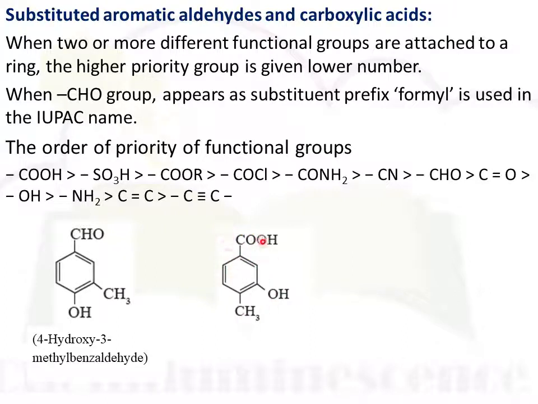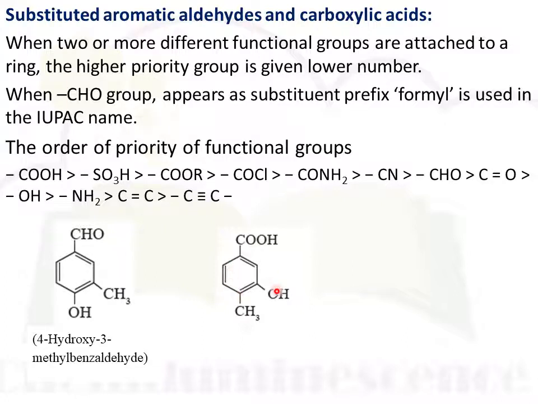One is a carboxyl functional group, second one is a hydroxyl group, and third one is a methyl group. We know that out of all these substituents, the priority of the carboxyl is very high. Hence, we give the carbon on which the carboxyl group is present as carbon number 1. The next carbon is carbon number 2, the next carbon is carbon number 3 on which the hydroxyl group is present, and the next carbon on which methyl is present is carbon number 4.